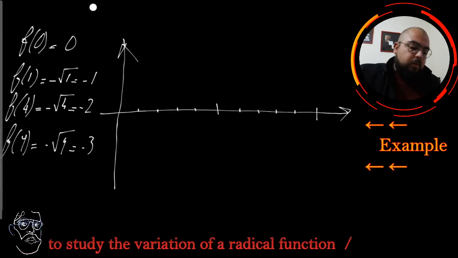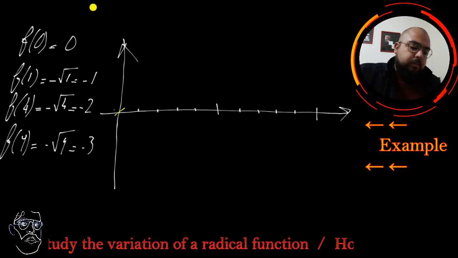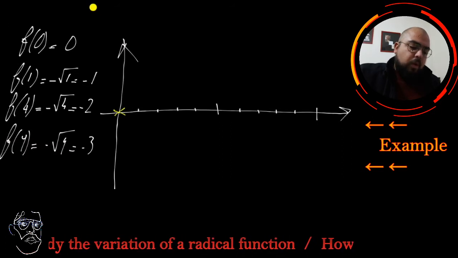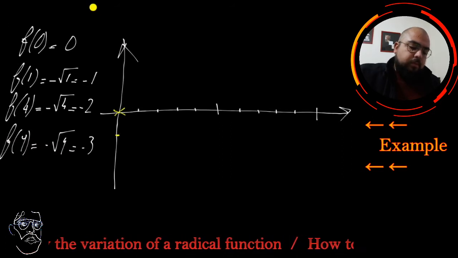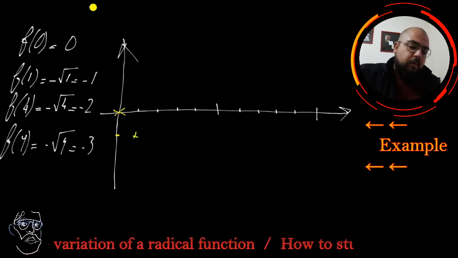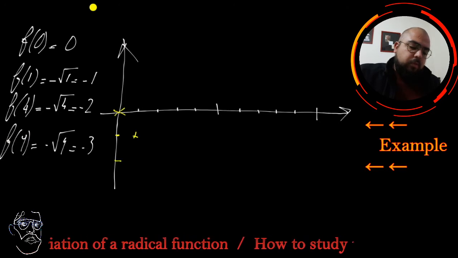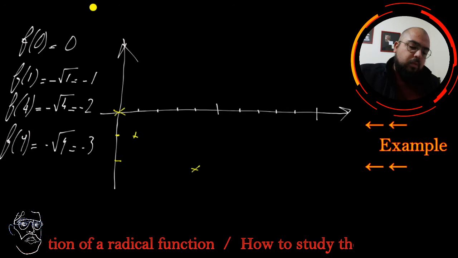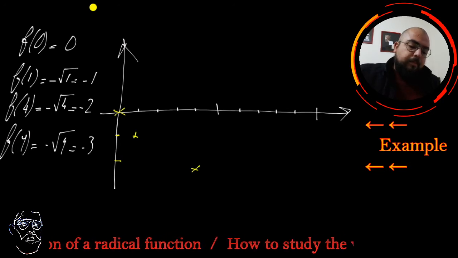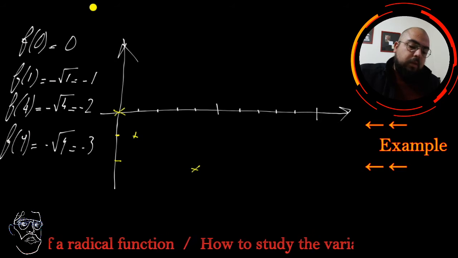Okay. So I'm gonna place these points. For 0 it's 0. For 1 it's -1. For 4 it's -2. And for 9, yes, it's -3.